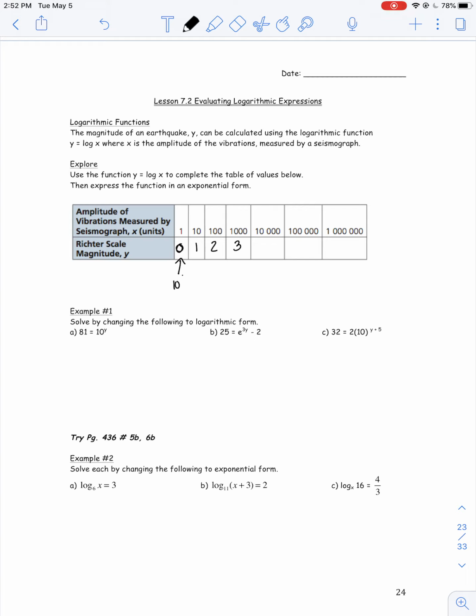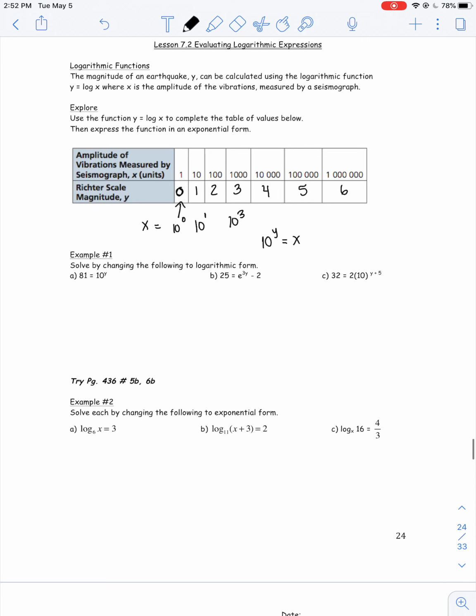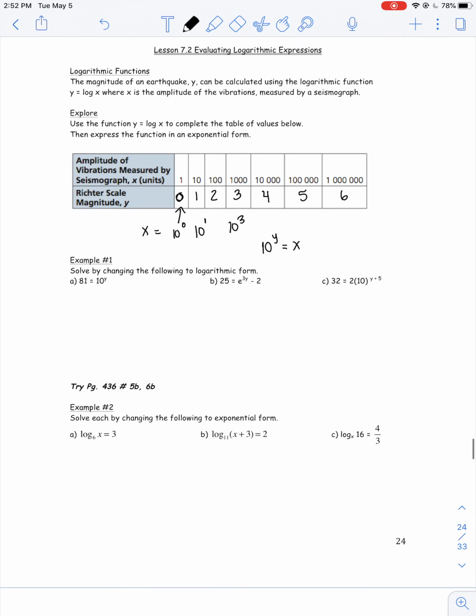So the pattern continues where this would be 3, and the reason is it's how many zeros there are. What these really are: 10 to the power of 0 is equal to 1. 10 to the power of 1 is equal to 10. So that's how we get the x value. 10 to the power of 3 is how we get 1,000. So the power that gives us the answer is what our y value is. So it's 10 to the power of y equals x.